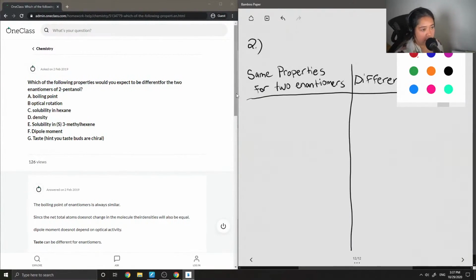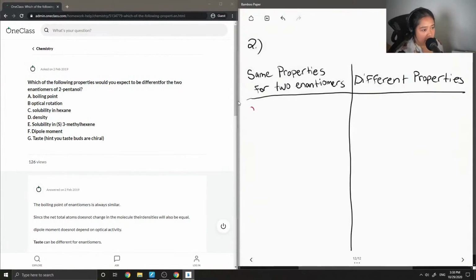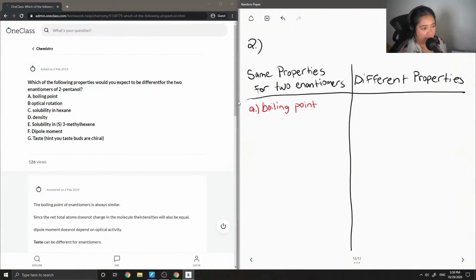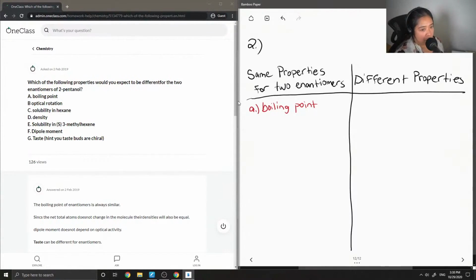Okay, so first they talk about boiling point. So the boiling point will actually be the same for 2 enantiomers. So the overall chemical compound structure doesn't really change. So boiling point isn't affected. Next we have optical rotation. So this is an example of a property that would be different.